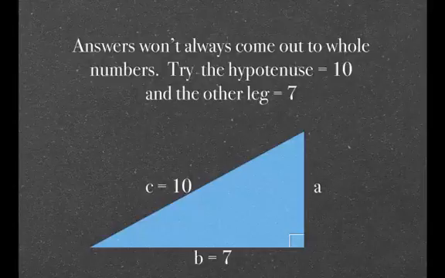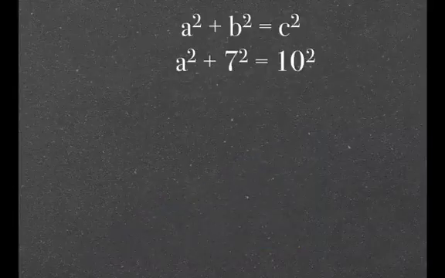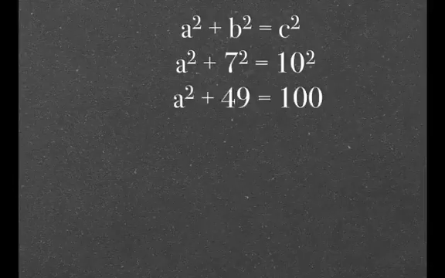Now, so far my answers have worked out to whole number answers. It won't always work this way. Let's try the hypotenuse of 10, and let's try b this time, the other leg, as being of length 7. Again, the formula, 7 in for b, 10 in for c. Squaring both numbers gives us a squared plus 49 equals 100.